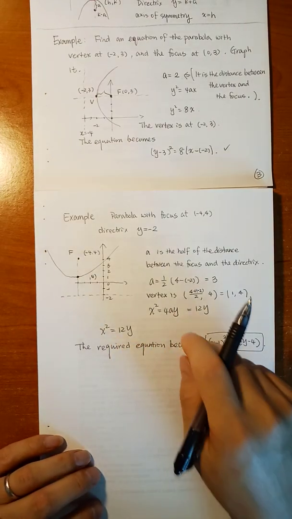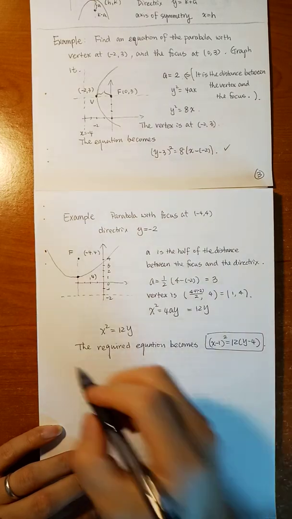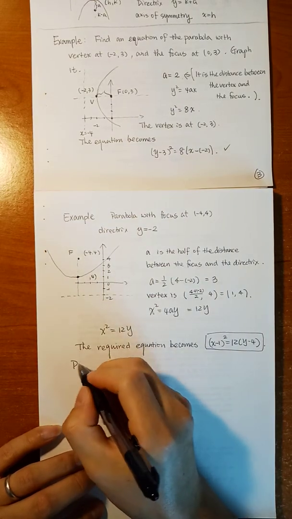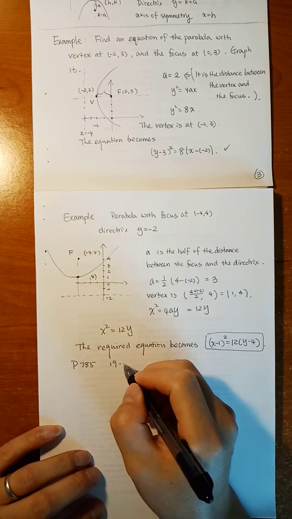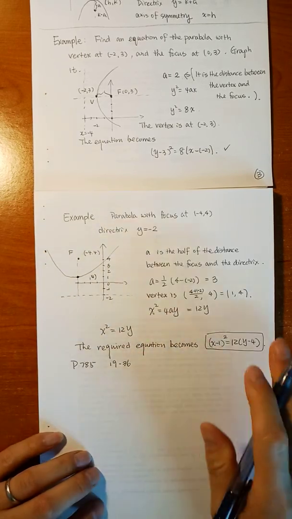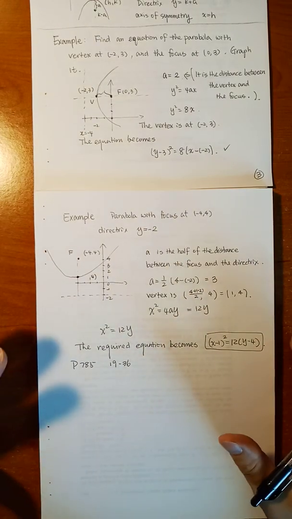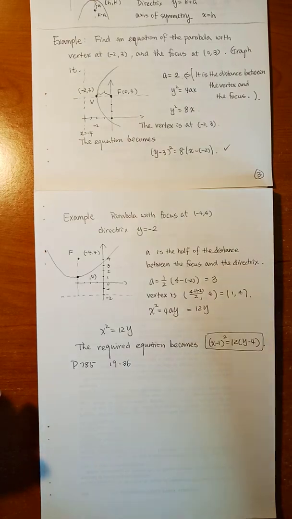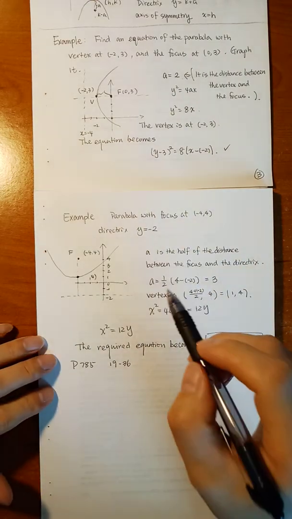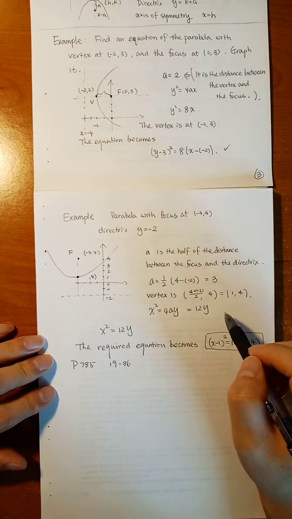There's some practice in this part. I think from 19 to 36 on page 785, all about this type of stuff. Do all of them if you have time. That's very important. With them, you will get the idea. The important thing is to find A, to find the vertex, if they are not directly given.